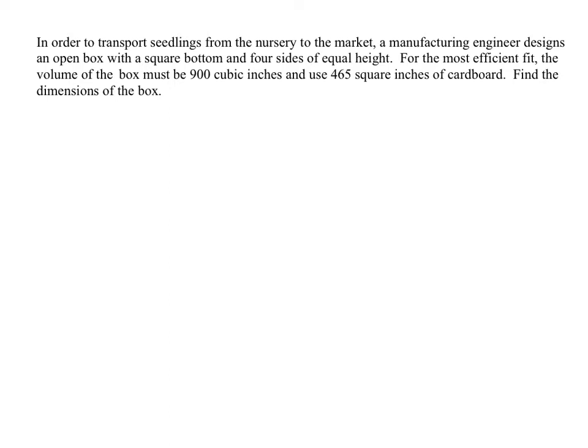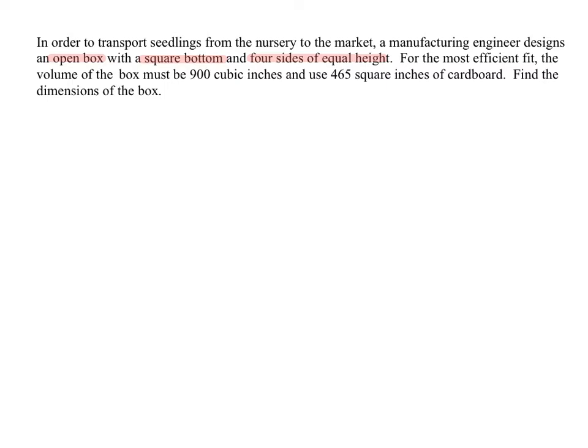So there's a lot of information here. We need to break this apart. So let's start with a picture. What do we know about the particular features of this box? It says that it's an open box, which means that it has no lid, and it has a square bottom, which would be a square base, and then 4 sides of equal height.